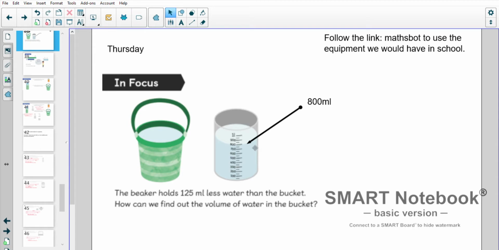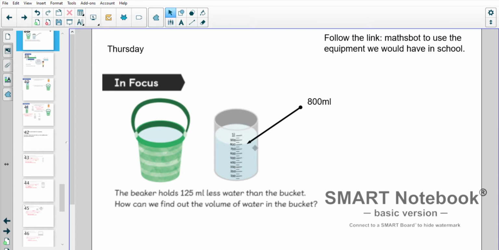Today's lesson will be problem solving with adding and subtracting using our volume and capacity. If you're not sure on adding and subtracting and you don't feel really secure on it, I've done an extra video today to just go through the methods. If you feel quite okay with adding and subtracting, let's get straight on to today's In Focus.